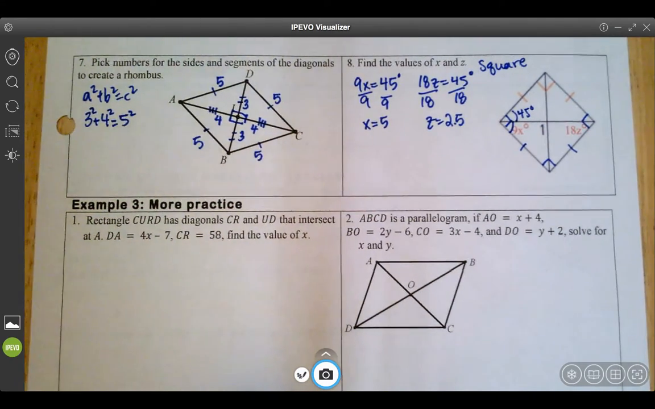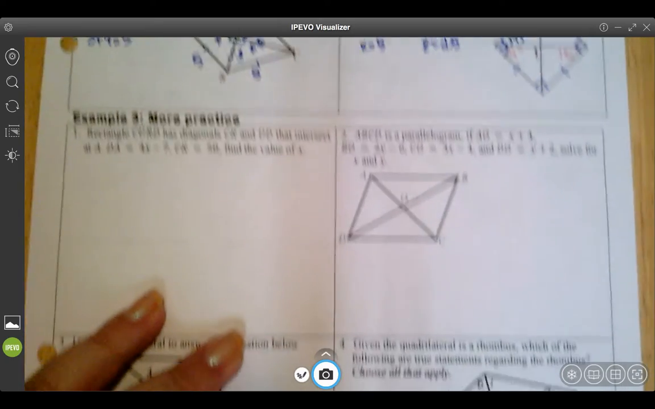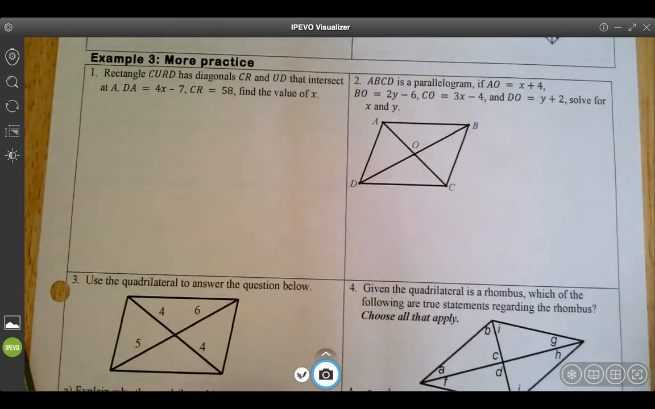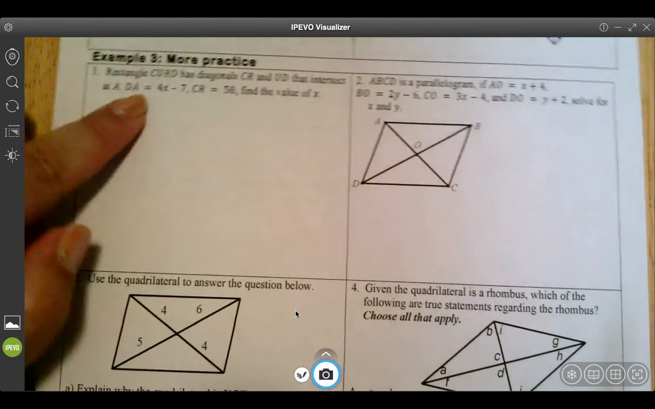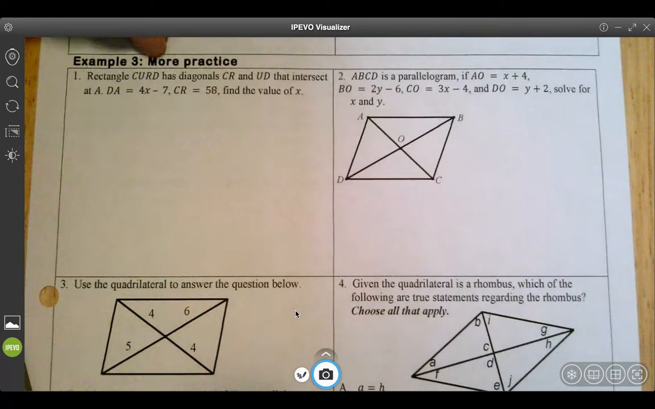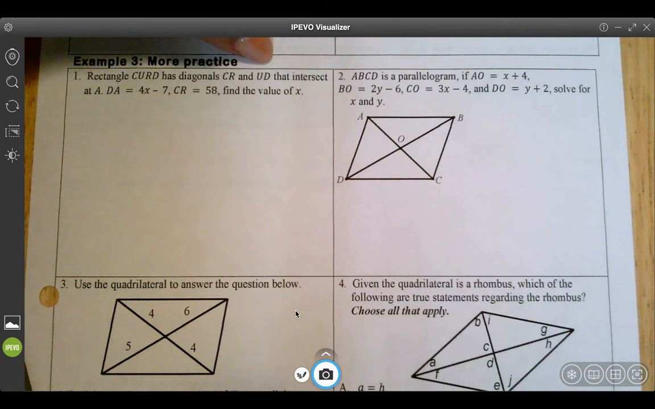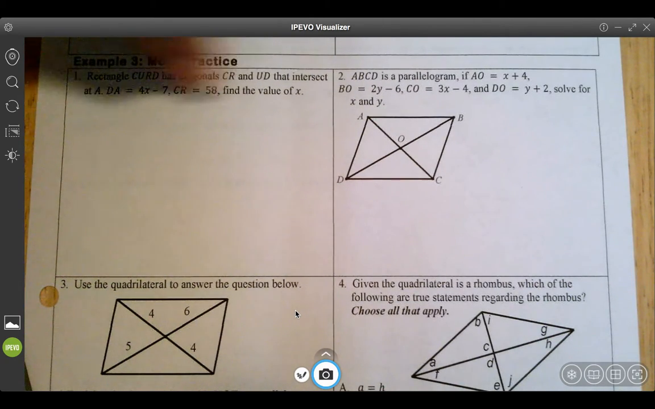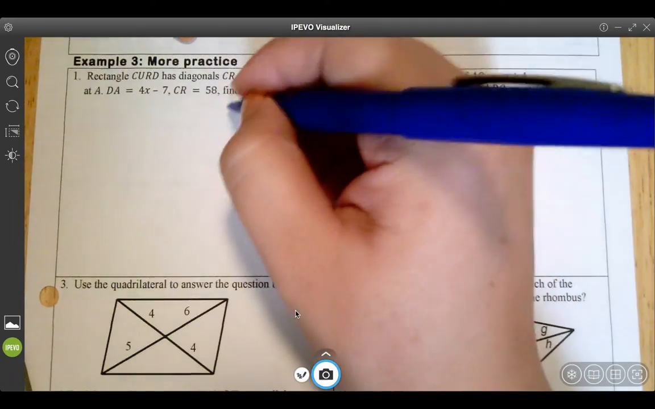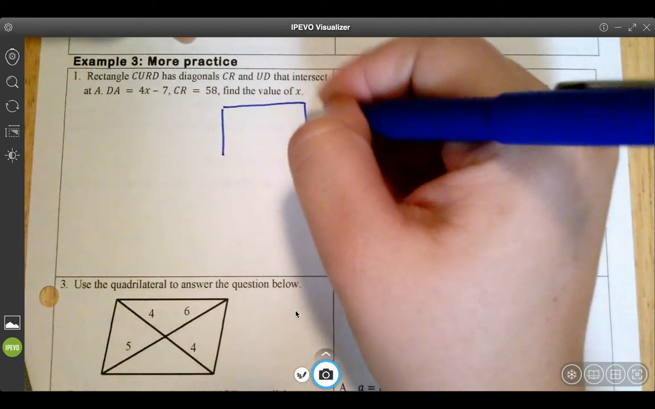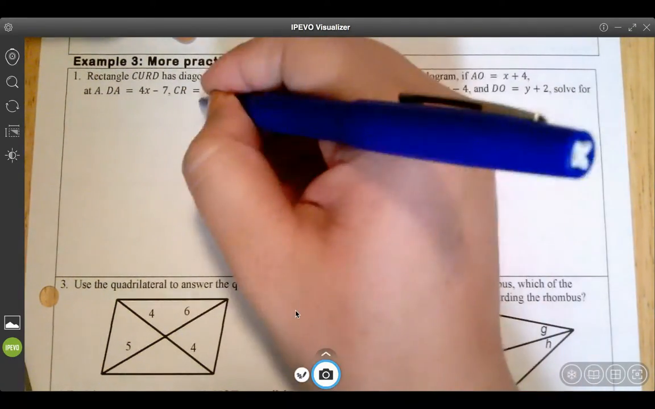Okay, let's take a look at our next set of practice problems. So now we're kind of looking at a mixture of rhombus, rectangle, square, parallelogram. So for this example, we have a rectangle, CURD, that has diagonals CR and UD that intersect at A. So let's draw a picture. Rectangle, CURD.